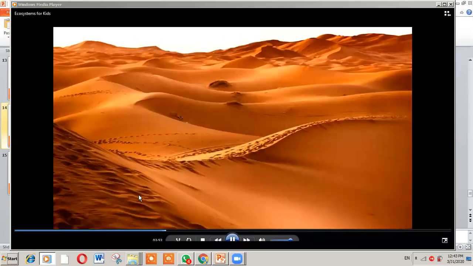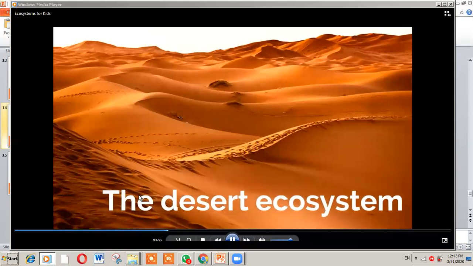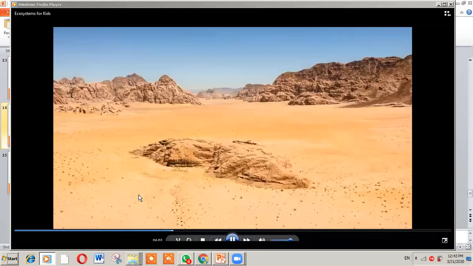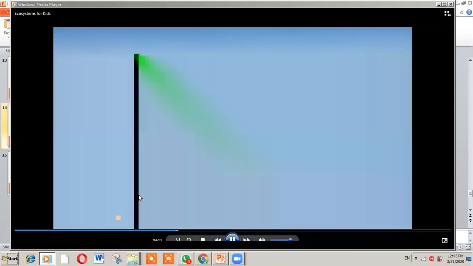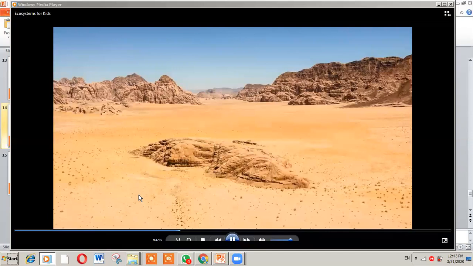The first ecosystem we are looking at today is the desert ecosystem. The desert ecosystem is found in the desert biome. The desert biome receives very little rain. The desert biome is incredibly dry. That makes the desert ecosystem unique. The animals and plants in the desert have adapted to survive without standing water or much rain. Some animals actually keep water in their bodies to survive. Other animals get water from the food that they eat.